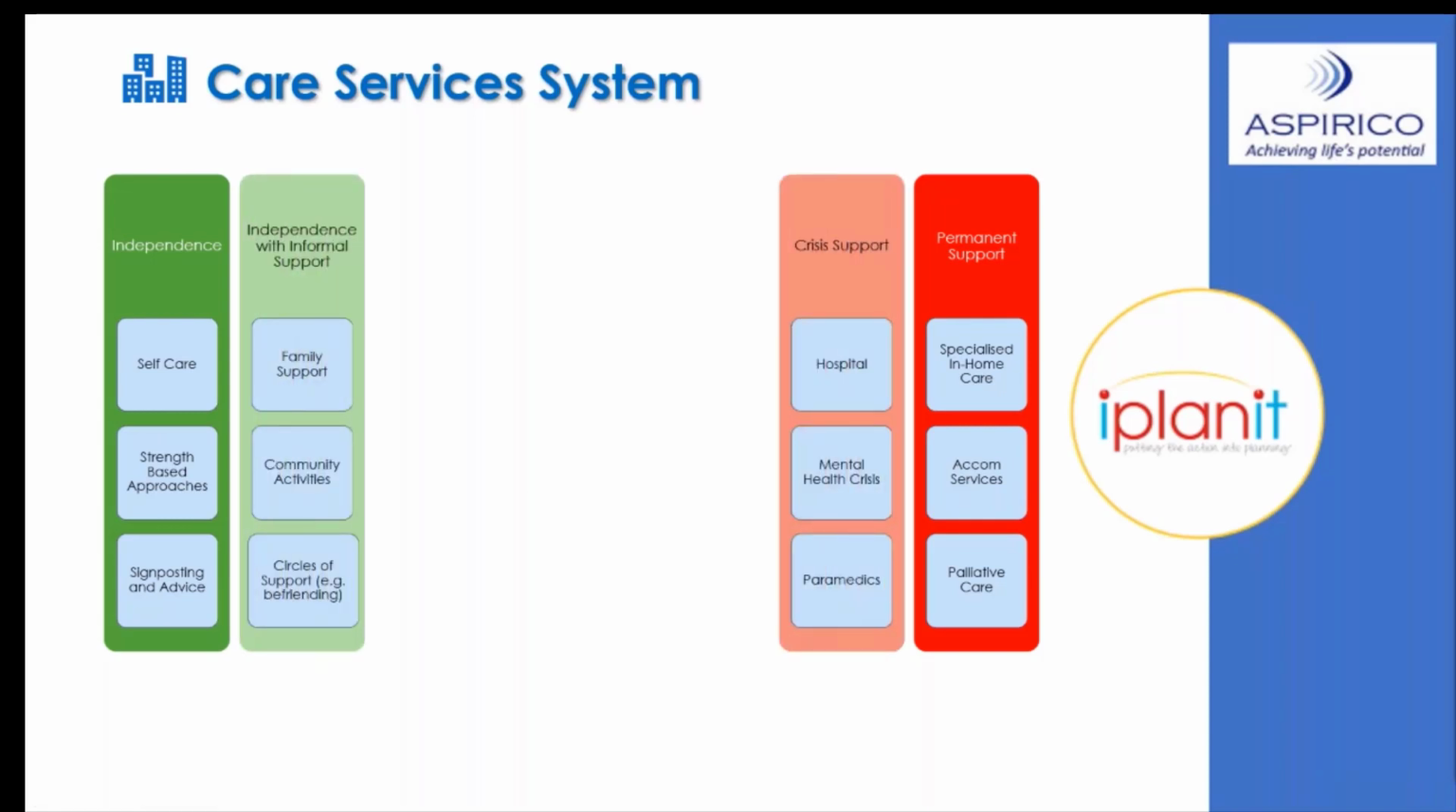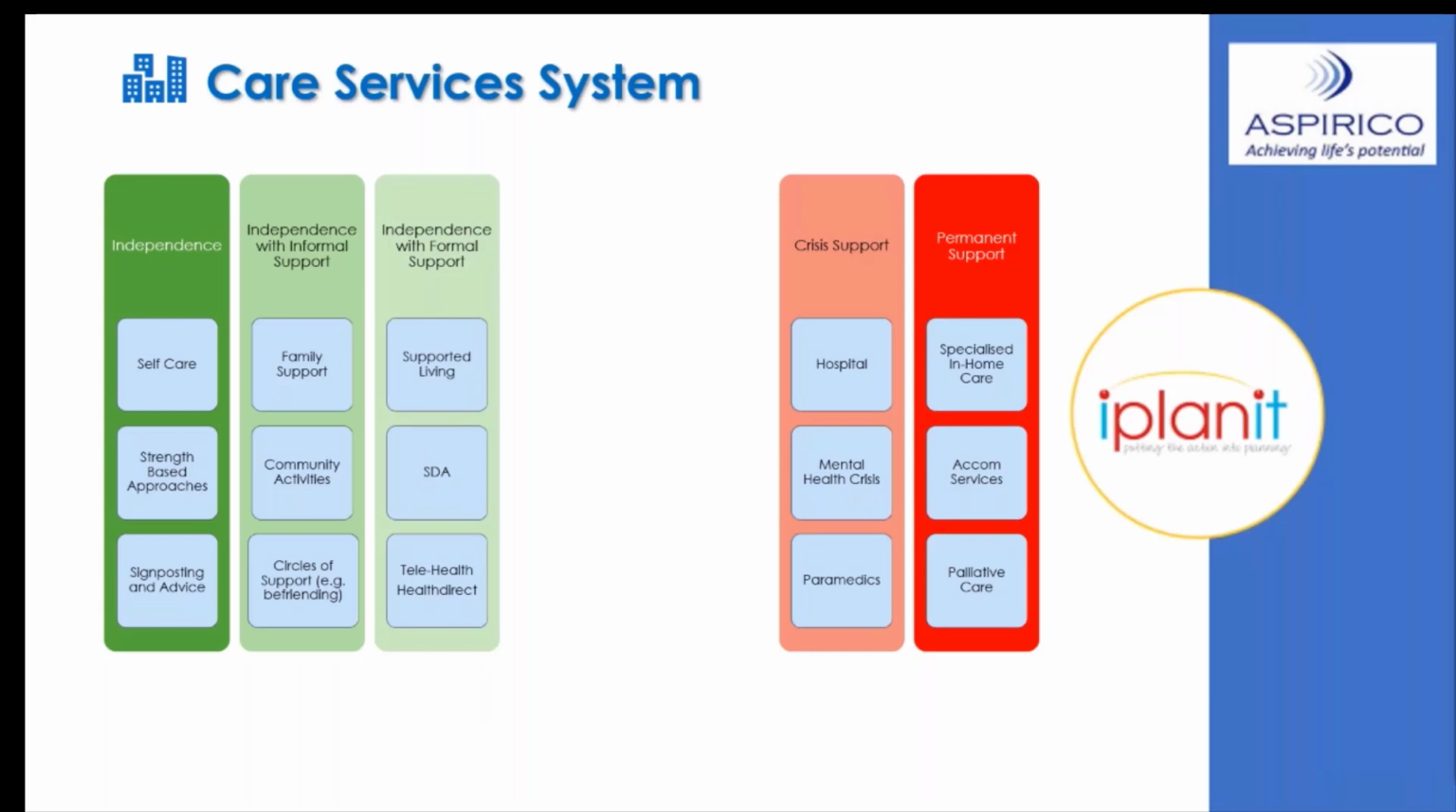Moving towards the middle, you can see on the more independent side, the green area, we have independence with informal supports. These are participants or people supported by family members, accessing the community, or various support services. On the other end of the spectrum, we have the crisis support, so areas requiring immediate crisis support. If we then look at the independence with formal supports, there are things covered off such as respite, supported living, specialised disability accommodation services, the health direct telehealth services that we have, and various government agency support services.